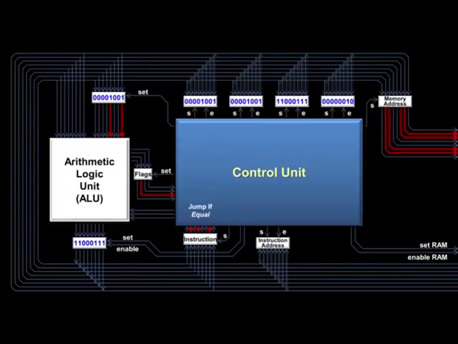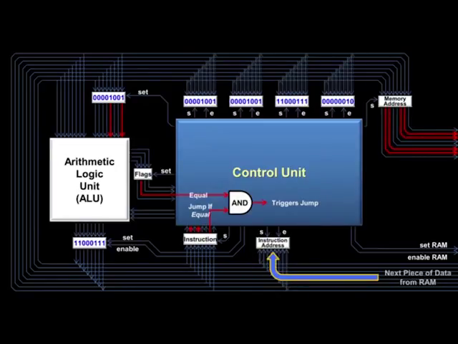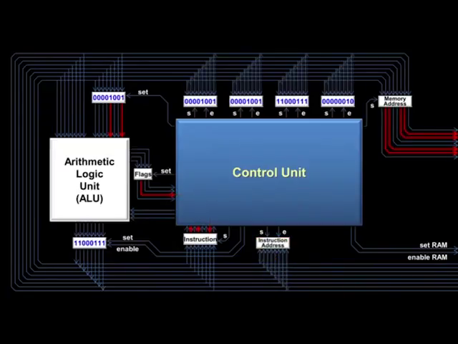It does that by running one of its wires and the equal flag wire into an AND gate. If both inputs to the AND gate are on, then the output wire turns on as well. This output wire will then trigger the jump. That jump eventually retrieves the next piece of data from RAM, which happens to be an address, and moves it into the instruction address register. When the jump if equal instruction is over, the CPU then processes the instruction at that new address.